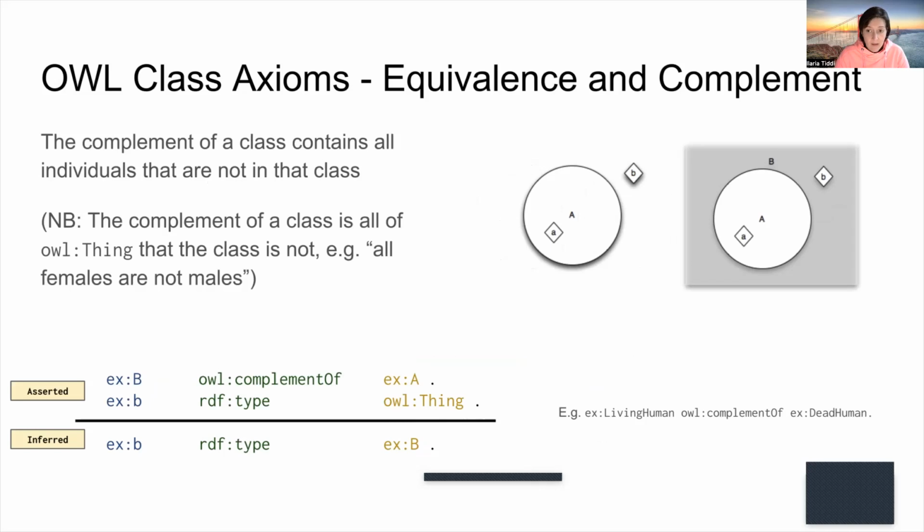The complementarity of the class is the opposite. So the complement of a class contains all the individuals that are not in a class. This means that if I declare that a belongs to the class A, recall that lowercase is used for instances and uppercase is used for classes, then I'm declaring that a does not belong to any other class. Notice that the complement of a class that you declare is everything in OWL thing that the class is not.